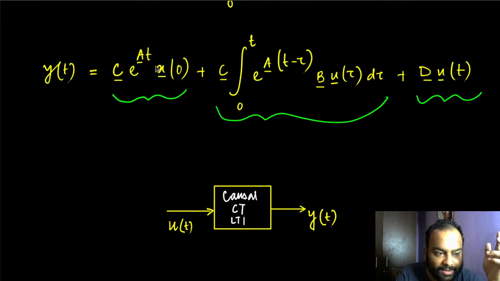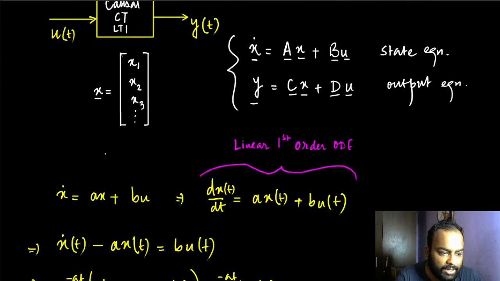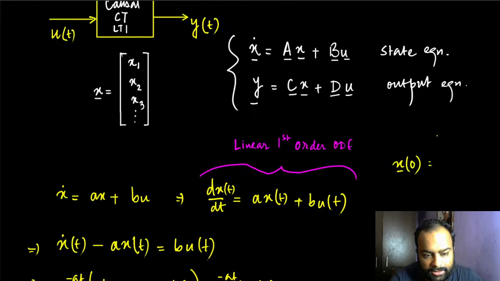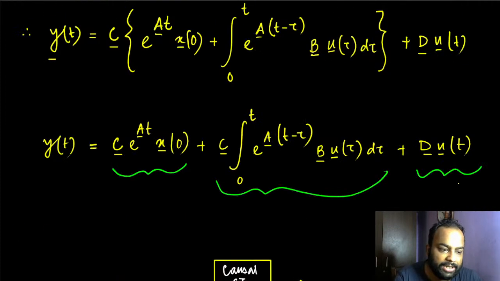But what is this x0? This x0 is the initial condition of the system. When we write x0, that is just this vector here: x10, x20, x30, and so on. So it is the initial condition of all the corresponding states. This is representing the initial condition, and this thing is representing the response to initial conditions.